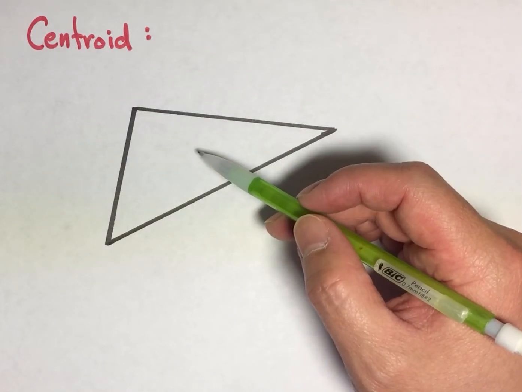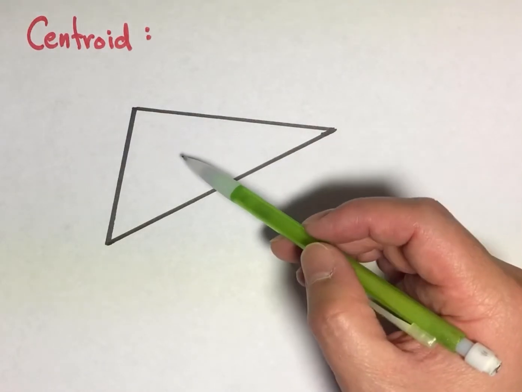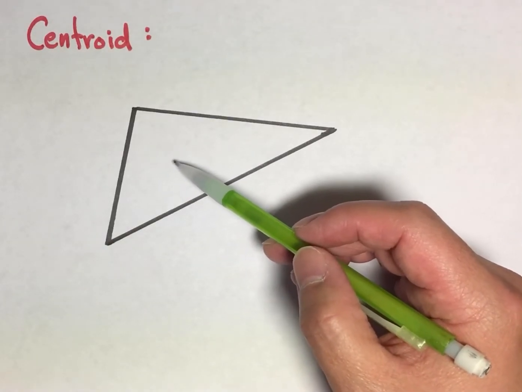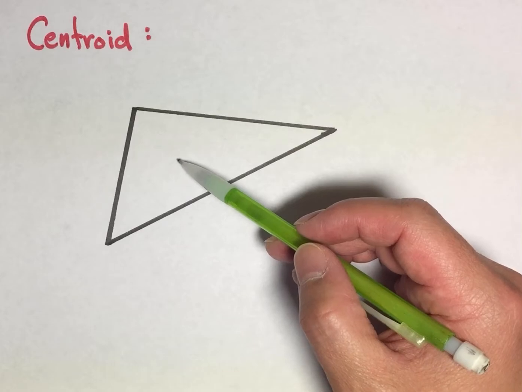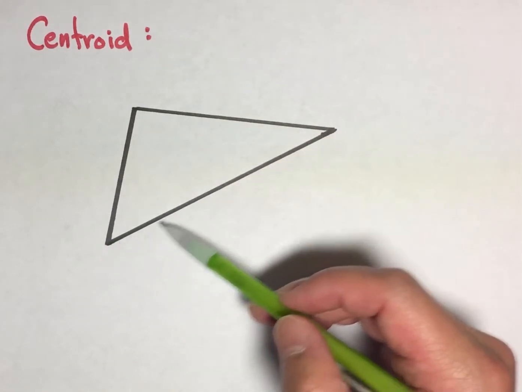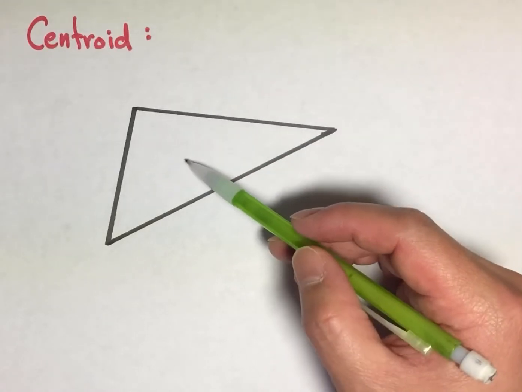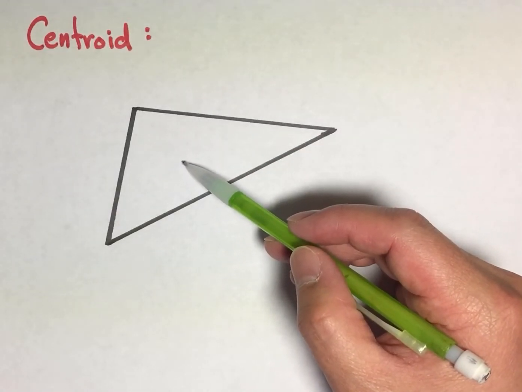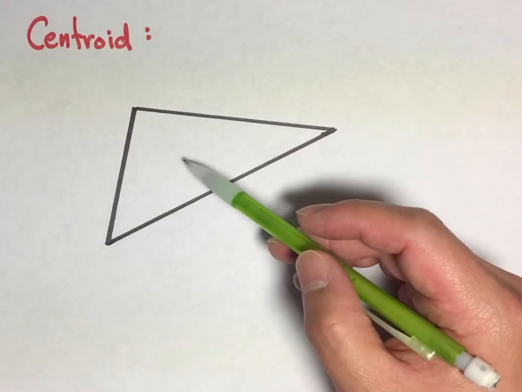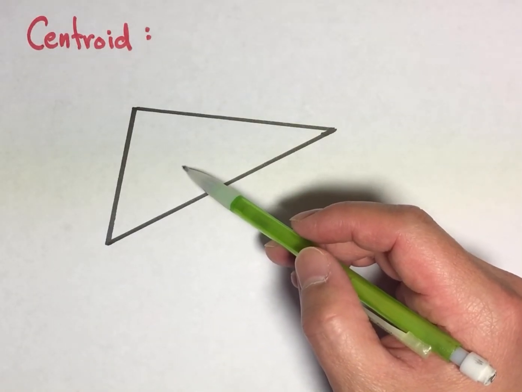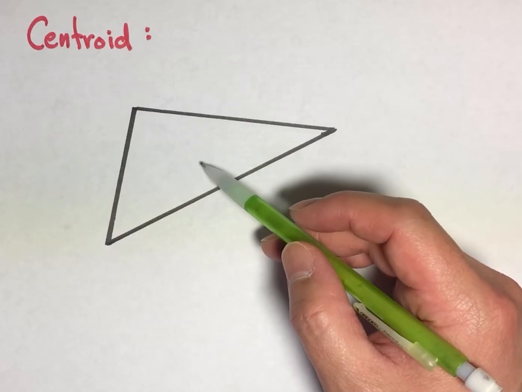And wherever that centroid might be, that is also known as the center of mass or the center of gravity. Because what you can do is put your pencil point on that point of concurrency, the centroid, and balance this triangle on that pencil tip. If we cut this triangle out and find that centroid, we can put our pencil tip right on that centroid, and that triangle will balance out evenly. That's why it's called the center of mass or the center of gravity.